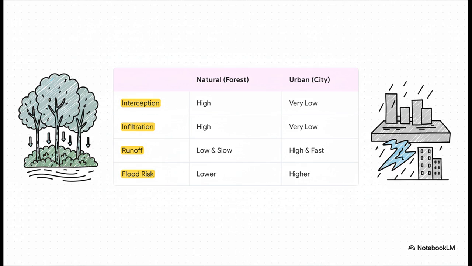Now look at the column on the right, a city. We've replaced spongy soil with hard, impermeable surfaces like concrete and asphalt. Interception and infiltration, they drop to almost zero. And the result? Surface runoff becomes incredibly high and dangerously fast, which massively increases the risk of urban flooding.